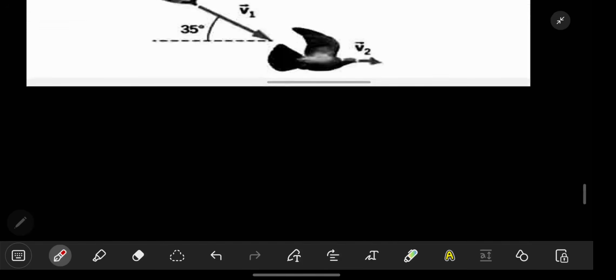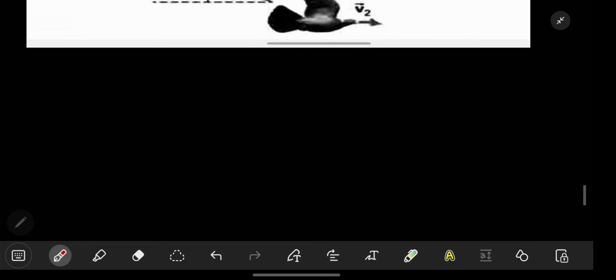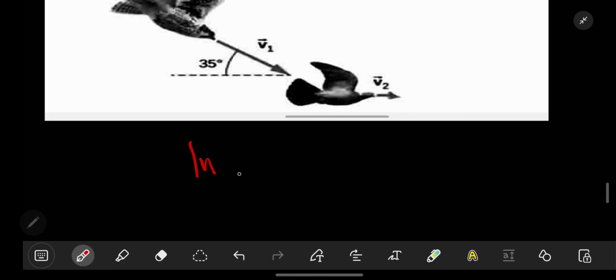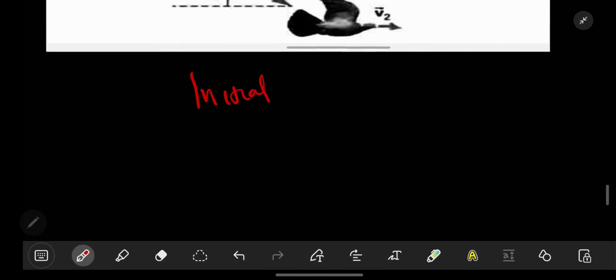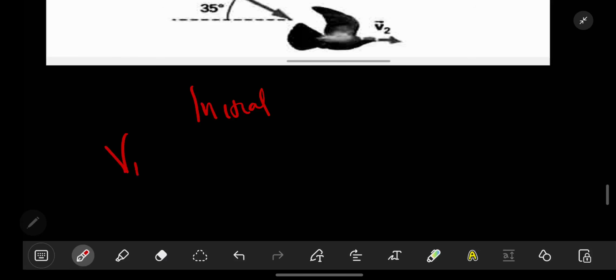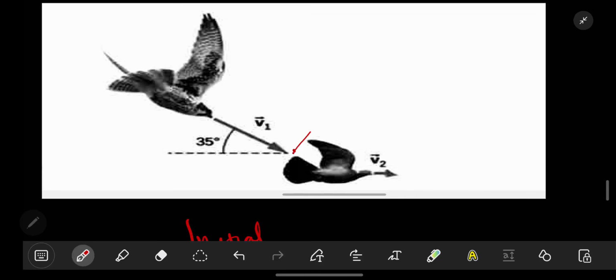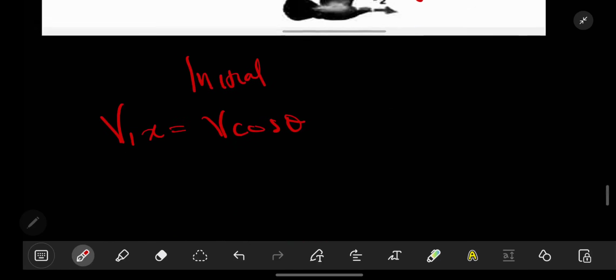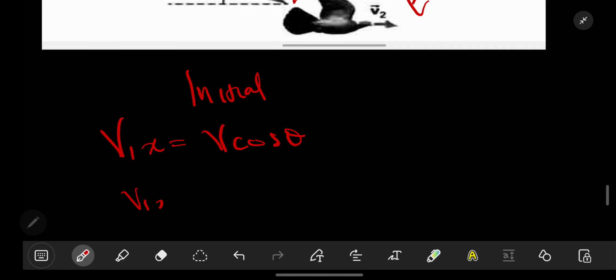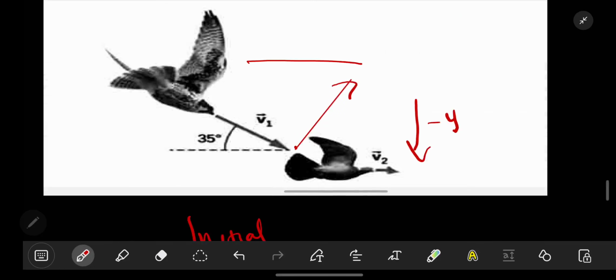So the first thing is to find the falcon's velocity. Let's resolve. Its initial velocity, let's call it v1. So v1x is equal to v cos theta. The aim is that when it catches this, it starts to go up. So we are going to consider downwards to be negative, and as it is moving this side, we are going to consider it to be positive x.